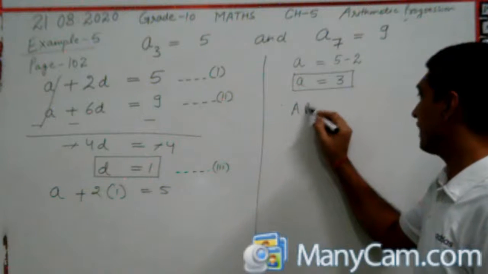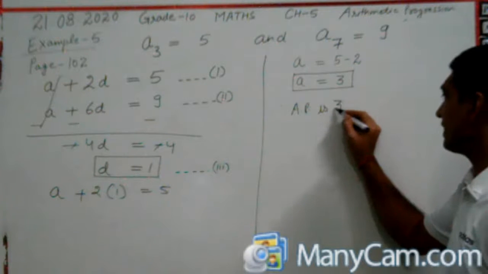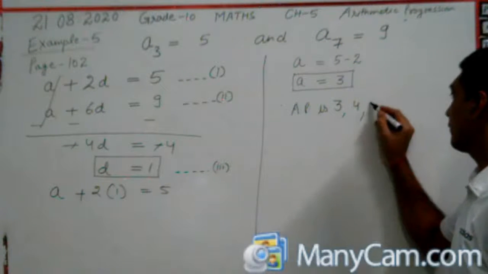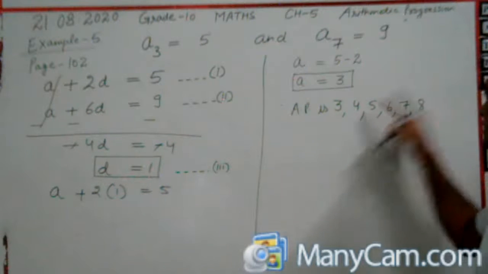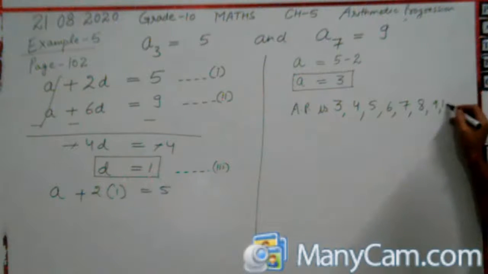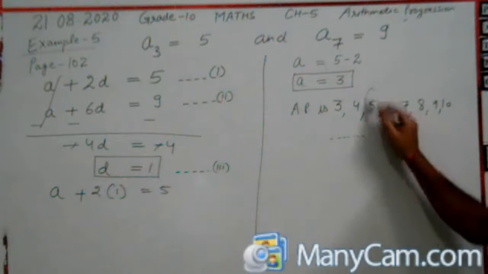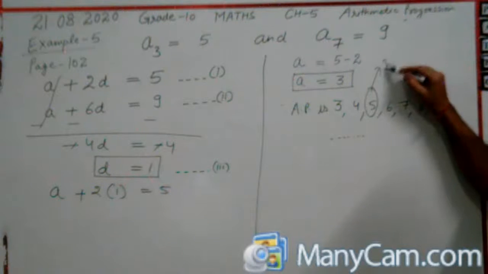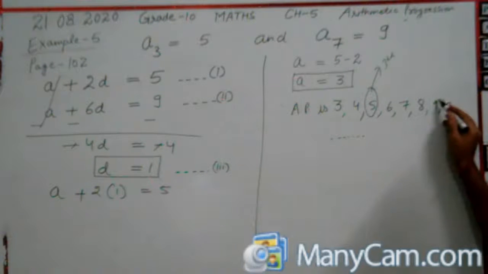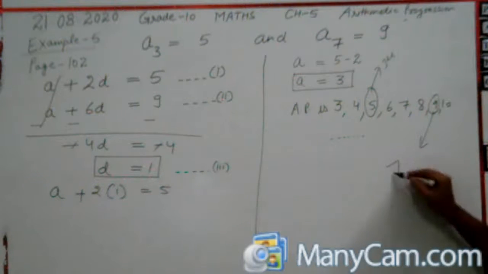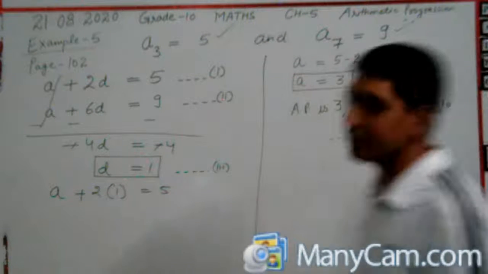Therefore, the arithmetic progression is, what is it? It starts from 3, 4, 5, 6, 7, 8, plus 1, 9, 10, and so on. This is the AP, in which this is the third term, and counting 1, 2, 3, 4, 5, 6, this is the 7th term of the AP. This is our answer. One is the 7th term and one is the third term of the AP.